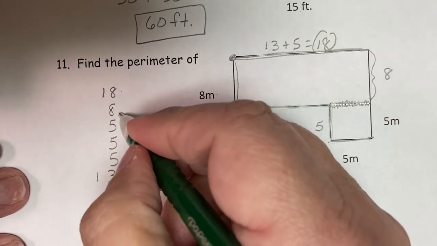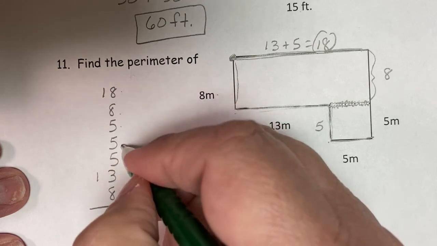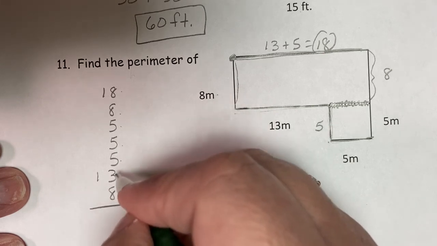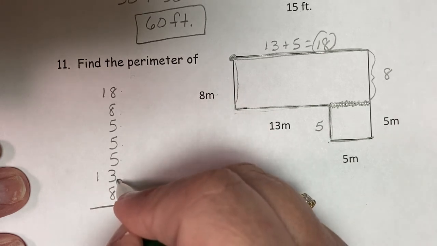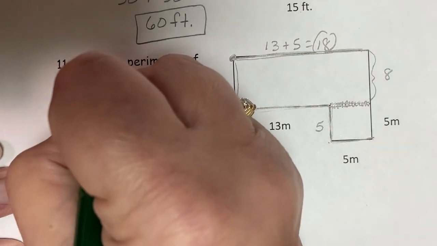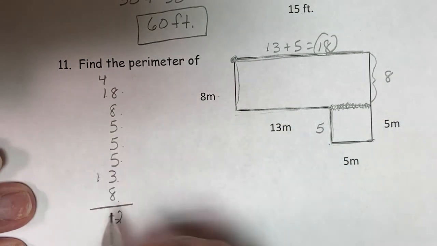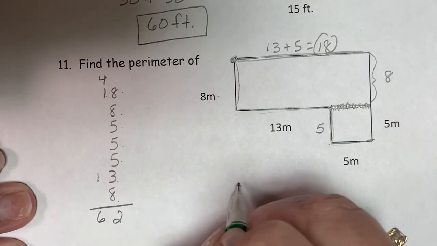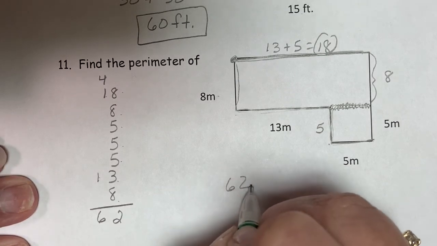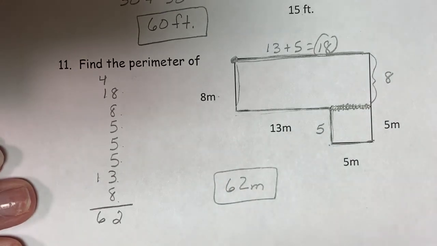8 plus 8 is 16. Plus 5 is 21. Plus 5 is 26. Plus 5 is 31. Plus 3 is 34. Plus 8 is 42. Carry the 4. So 4 plus 1 is 5. Plus 1 is 6. So the perimeter of that weird looking figure is 62 meters. And we're done with 1.2.